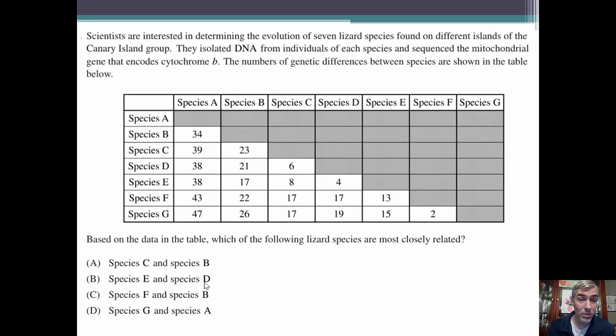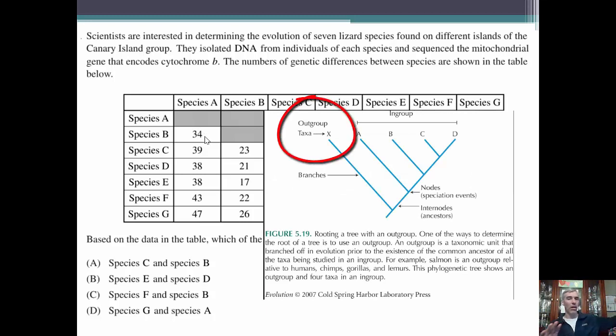Another question I could ask you, which species is the outgroup, the one that's least closely related to all the rest? What has the most differences compared to all the other species? Species A. Another thing I want you to look at, because sometimes people get confused with what this is showing. So species A and species A are not going to have a difference. Here we have species B and species A have 34 differences. Species A and C have 39. D and A, 38. D and E, 38. E and A, 38. A and F, 43. A and G, 47. So lots of differences between A and all the rest. That puts them in the outgroup. That's the one that's going to be all the way by themselves.